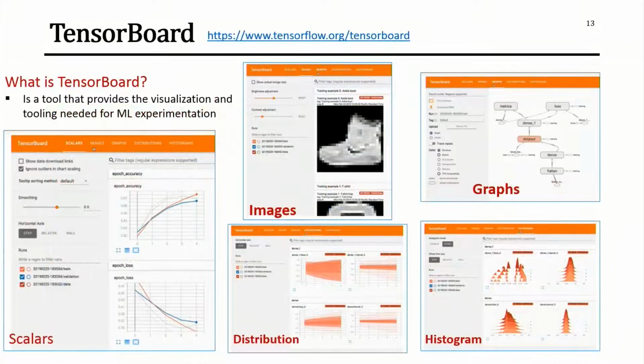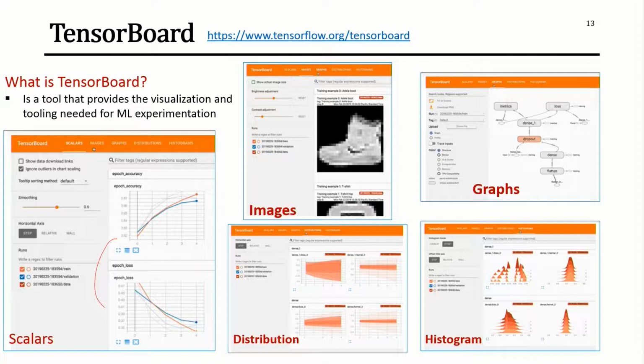Next, we will talk about TensorBoard. So what is TensorBoard? It is a tool which provides the visualization and tooling needed for machine learning experiments. During the experiment, we can inspect the process which is implemented during the training and evaluations. From TensorBoard, it gives us some information such as scalars, which gives us the accuracy or the loss information appearing during the experiment, and it is represented as a graph here.